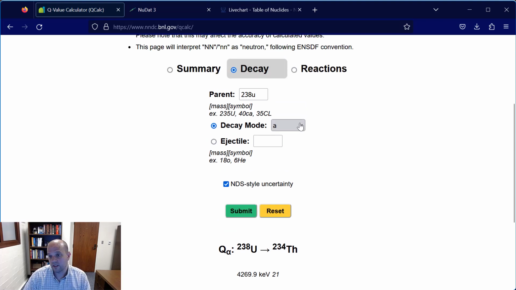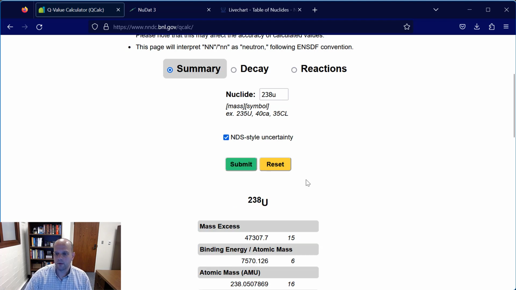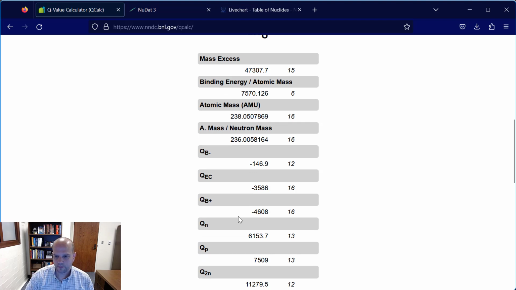And I could look at different decay modes here, or I could look at a summary of this. I could type in U-238 here, and it will give me all sorts of information. I can look at the Q value for a beta minus. Now I know that I don't experience a beta minus. The fact that it's negative is evidence why that doesn't happen. Same thing with electron capture, same thing with beta plus.